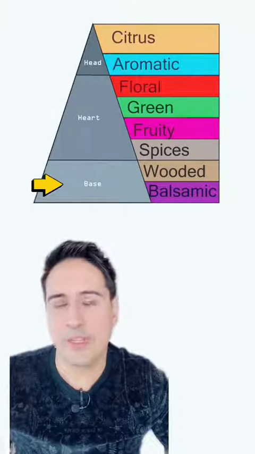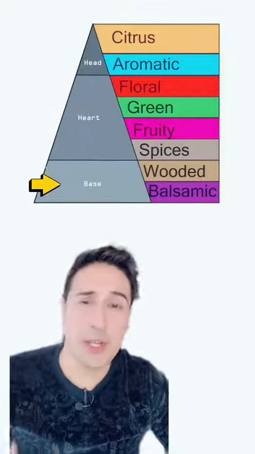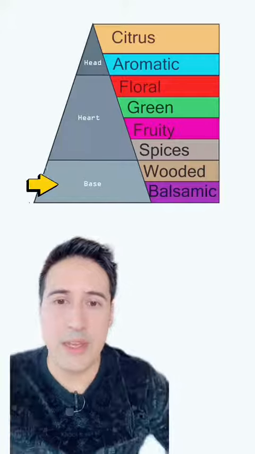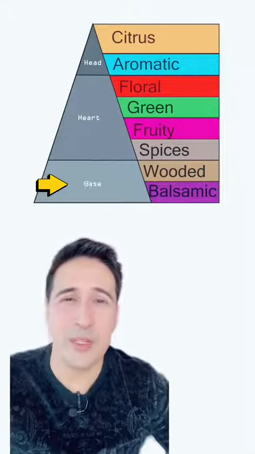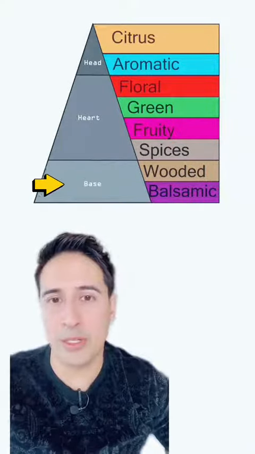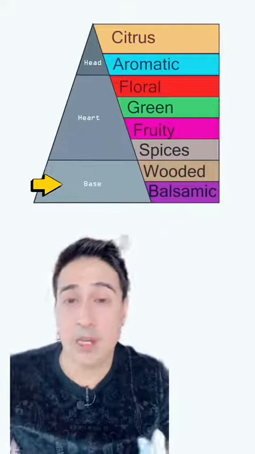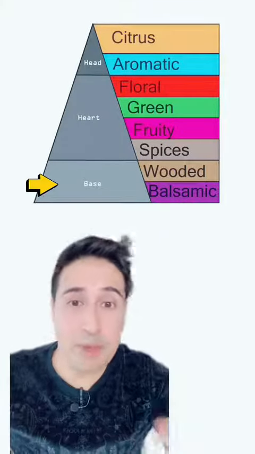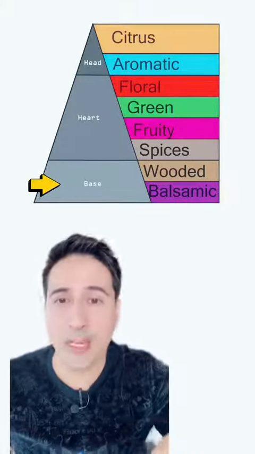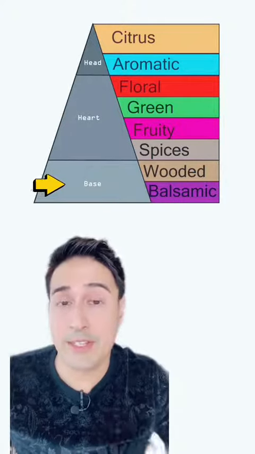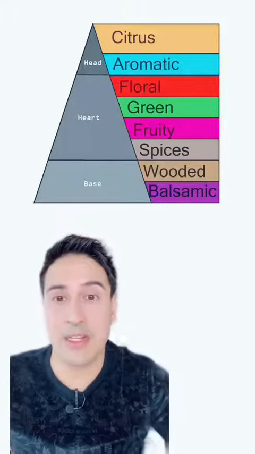The last tier includes a family of woods, balsamics, and I would also add the animalistic notes. In this tier, you'll find sandalwood, vetiver, cedarwood, vanilla, tonka bean, all the musks, and also the ambergris type of notes. These are the notes that last the longest and sometimes can last all day.